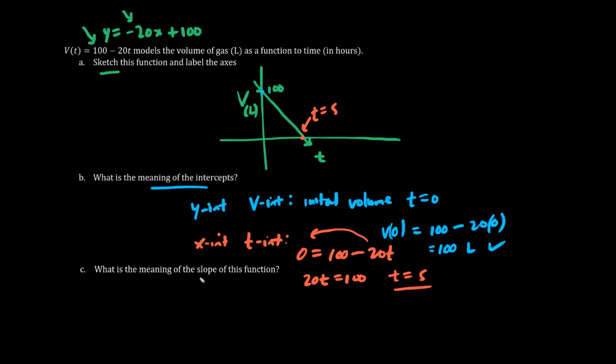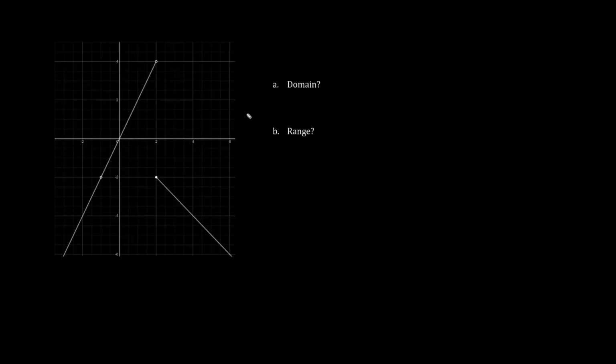Finally, what's the meaning of slope? The slope here, negative 20, the slope happens to be the rate of change. And we're losing 20 liters per hour. The steeper the slope, it means the faster the rate of change. Let's try this challenge question.